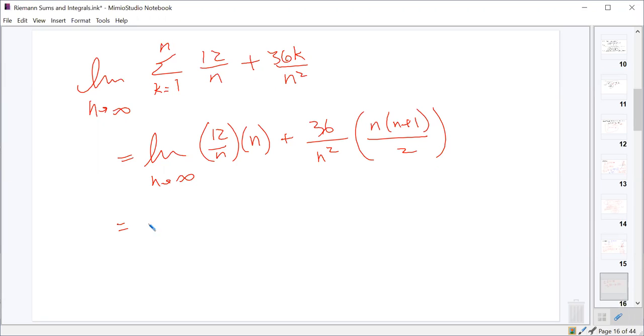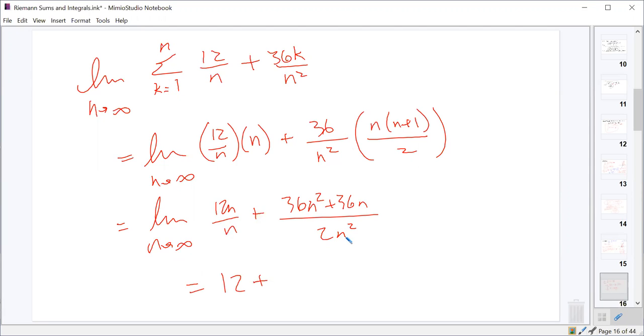All right. So now this is a limit as n approaches infinity of 12n over n plus 36n squared plus 36n over 2n squared. And this is just a limit of one rational function plus the limit of another rational function. The first rational function should give us 12, and the second rational function should give us 18, which should total give us 30. Good or no? Pretty cool.